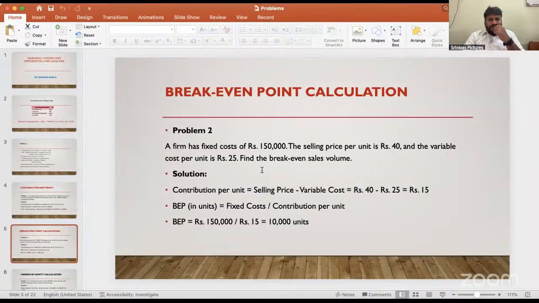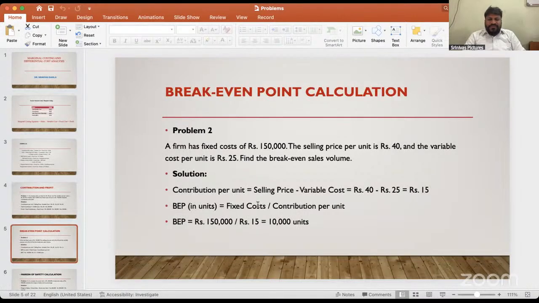Next, this problem relates to the break-even calculation. A firm has fixed cost of 1,50,000. The selling price per unit is 40 rupees and the variable cost per unit is 25 rupees. Find the break-even sales. To calculate break-even sales, first we have to calculate contribution. Contribution per unit is selling price minus variable cost, 40 rupees minus 25 rupees, that is 15 rupees.